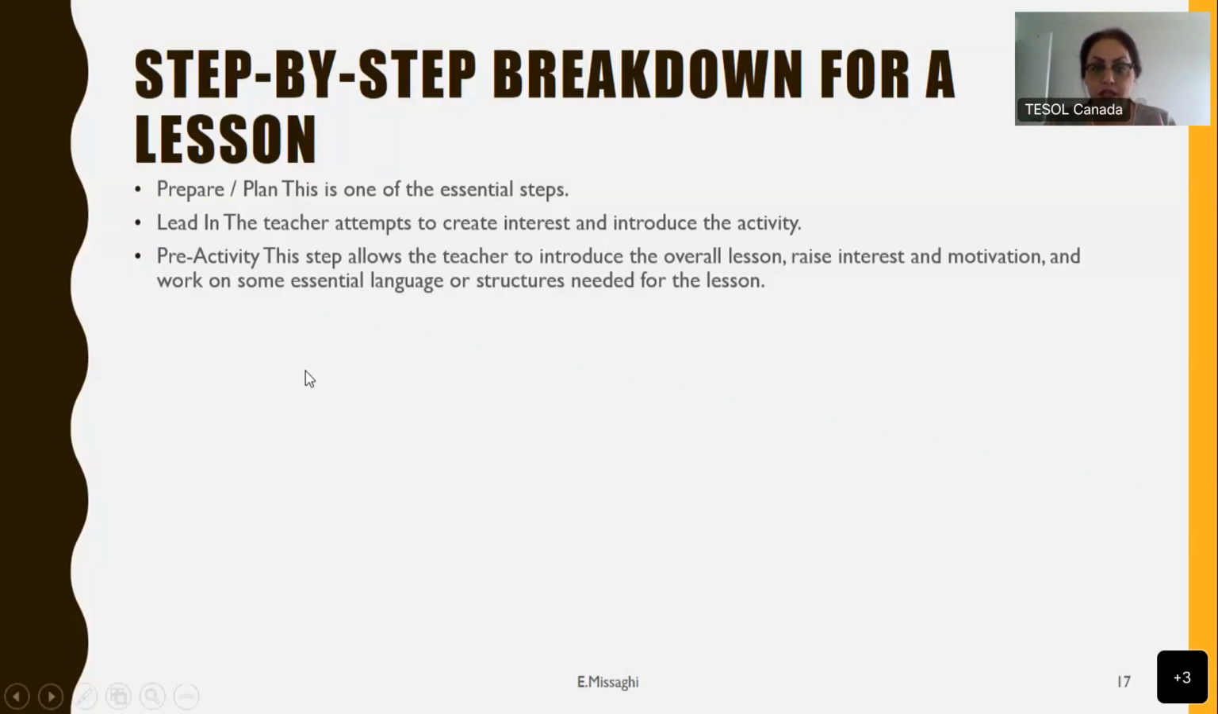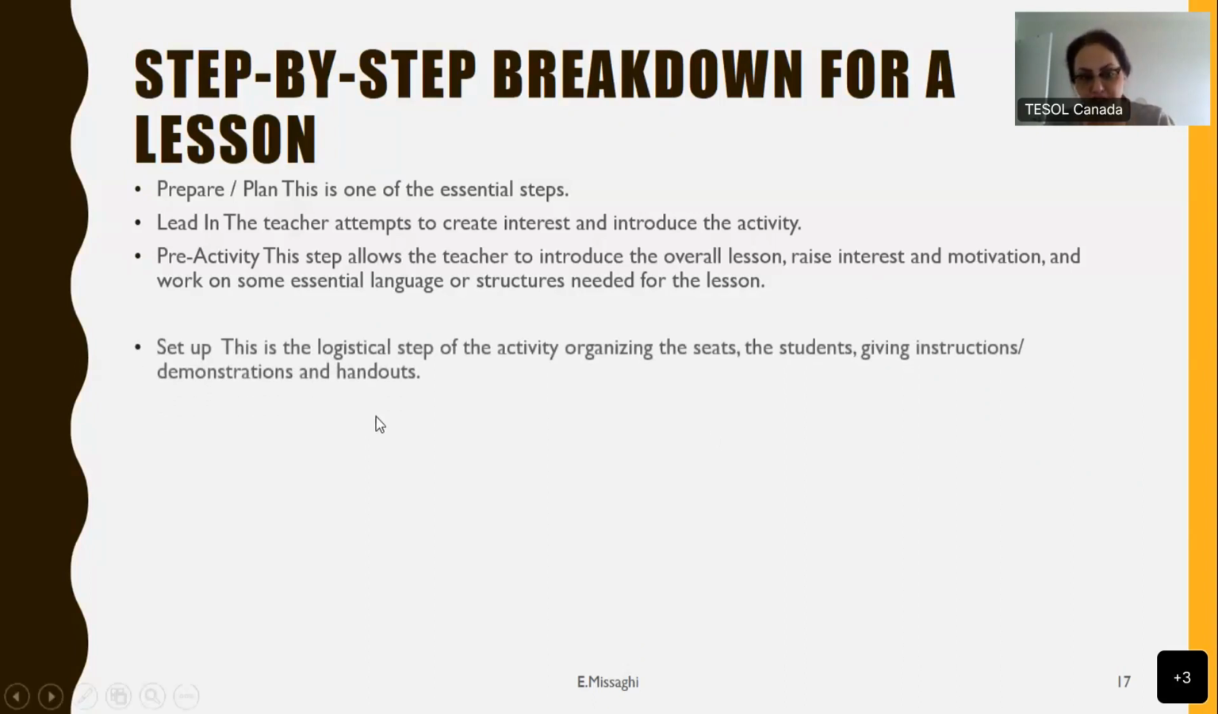But here, to understand the new lesson better, you have to pre-teach keywords, okay? Some essential language and structures needed for the lesson. We call it keywords or key structures. You may review with them. If you guess they have already learned it, you review, or if you think it's new, you need to pre-teach. In this way, you help them to understand the lesson better.